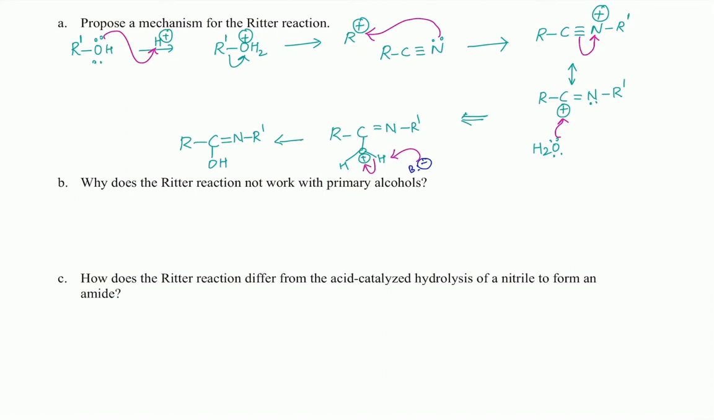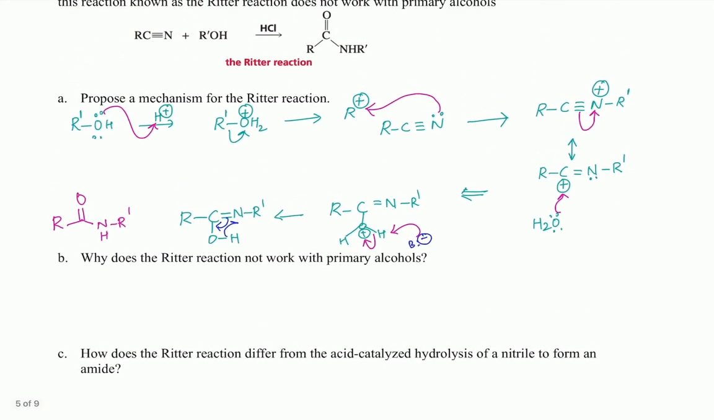So what happens here is the hydrogen from the oxygen is going to move on to nitrogen, and the double bond between the carbon and nitrogen is going to move between carbon and oxygen. And there we have our amide, the N-substituted amide, which is the product from the Ritter reaction. This is our product from the Ritter reaction.